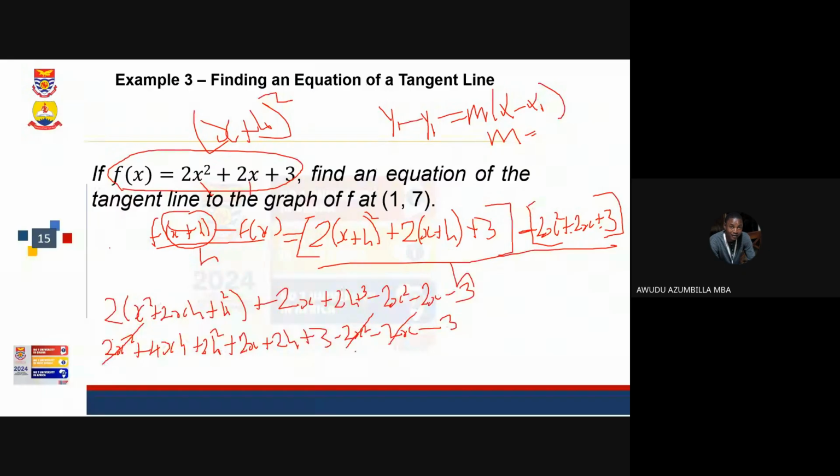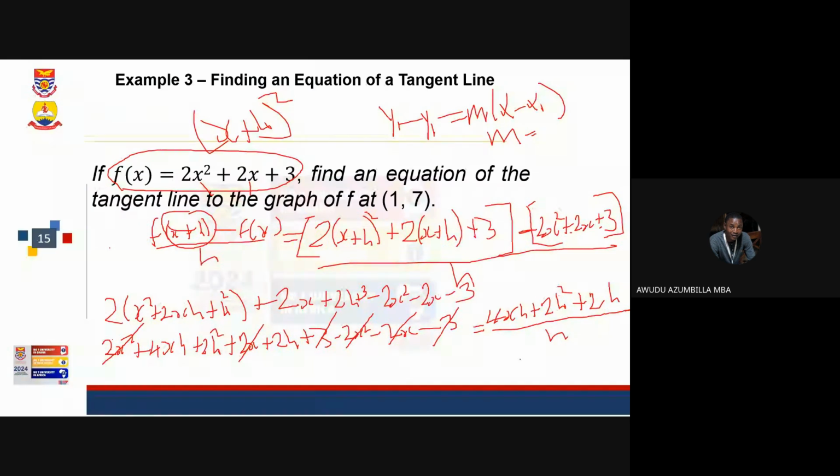And then 2x here can also go away. This 3 here, and then this 3 can also go away. So at the end, we are going to have 4xh plus 2h squared plus 2h, all over h. Now I have h here, I have h here, I have h here.